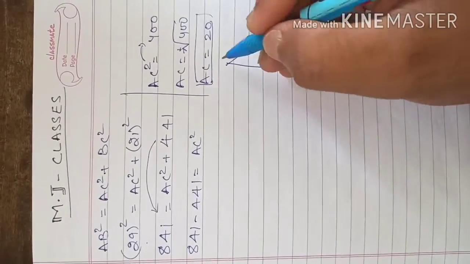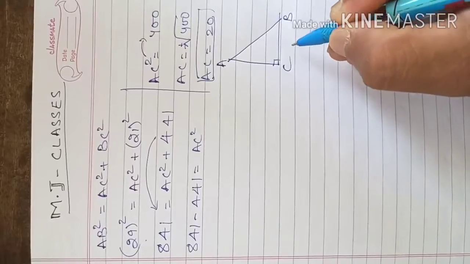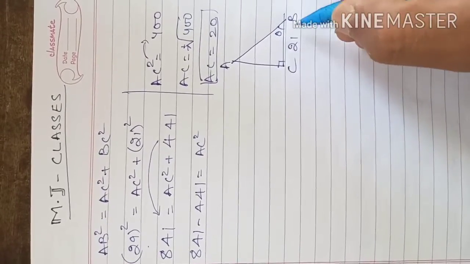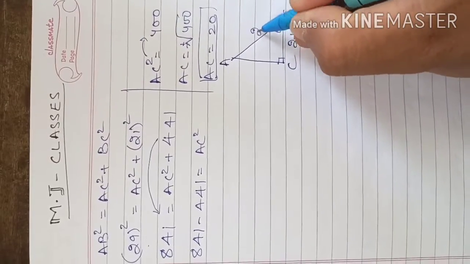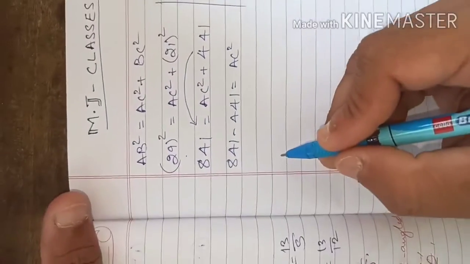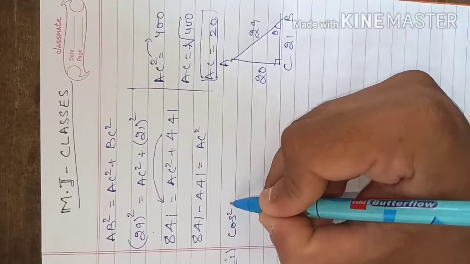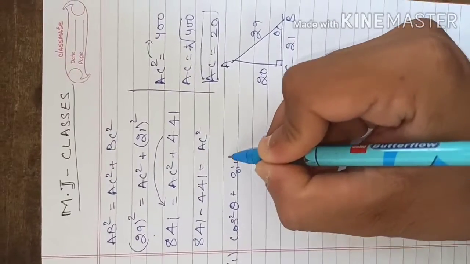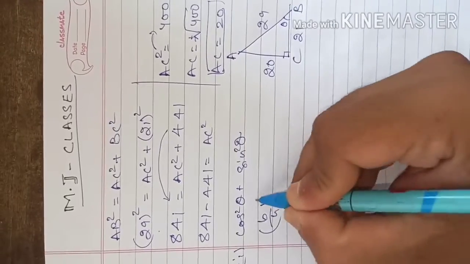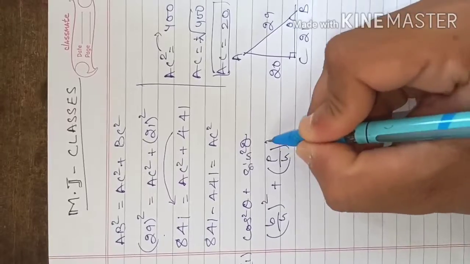This was the triangle, A, C, B. This is the right angle. This was theta. So the value of BC is 21, the value of AB is 29, and the value of AC we just got is 20. Now, according to the question, we have to find the value of cos square theta plus sin square theta. Cos square theta is B by H according to the formula, and sin square theta is P by H.